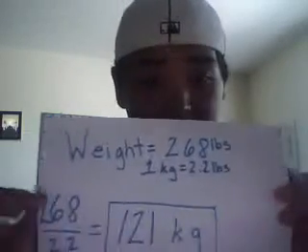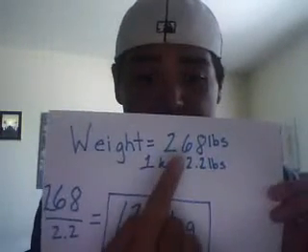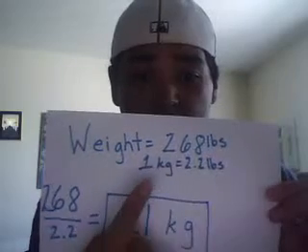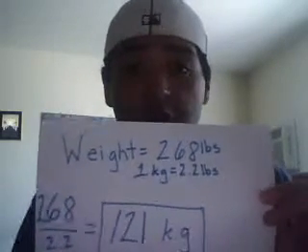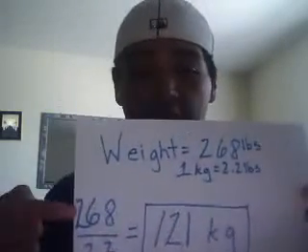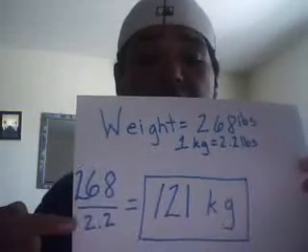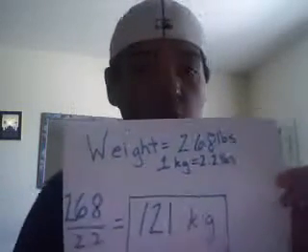What we have to do is convert our weight to kilograms. I'll show you mine. I'm admitting my weight right here: it is 168 pounds. One kilogram equals 2.2 pounds, so we take our pounds and divide by 2.2. So I weigh 121 kilograms. Why don't you do those calculations now? Press pause if you need to.